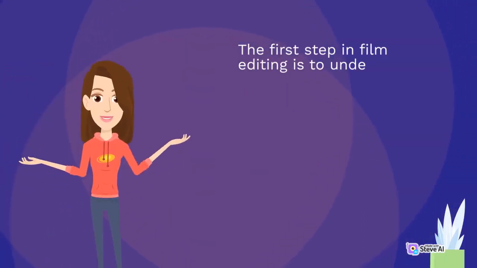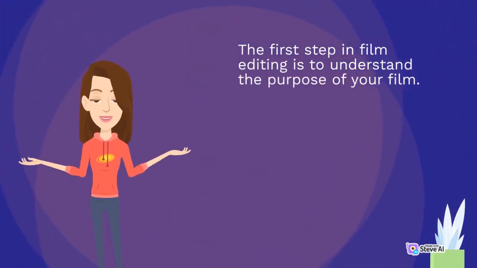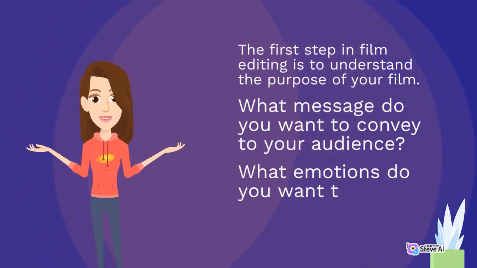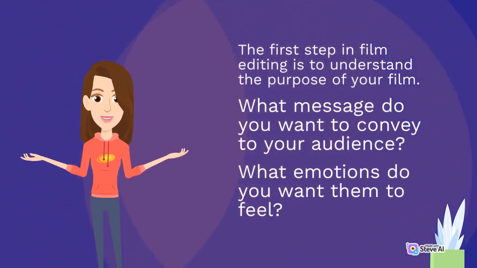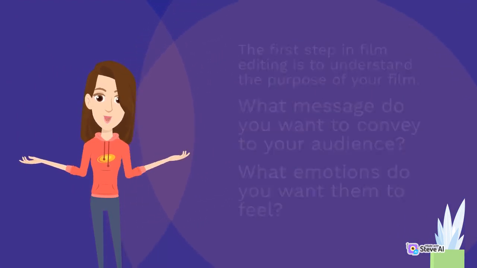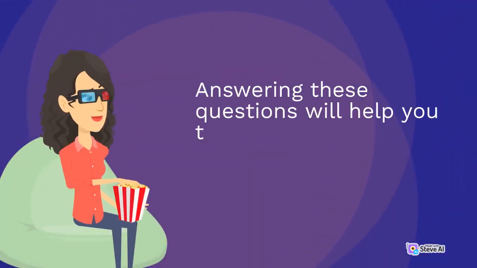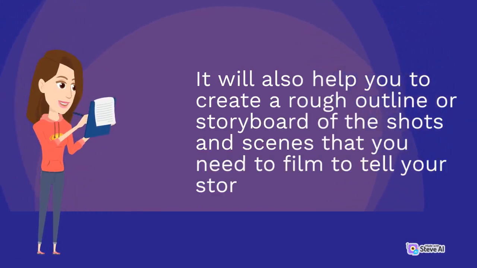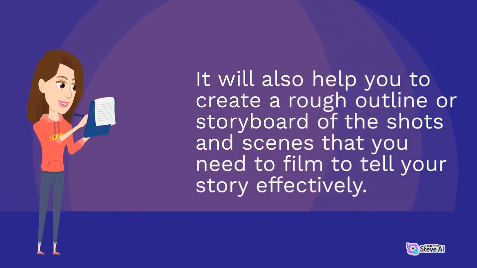The first step in film editing is to understand the purpose of your film. What message do you want to convey to your audience? What emotions do you want them to feel? Answering these questions will help you to identify the primary theme and mood of your film. It will also help you to create a rough outline or storyboard of the shots and scenes that you need to film to tell your story effectively.